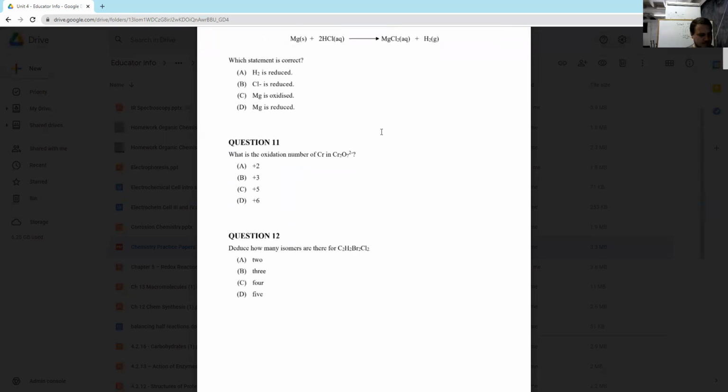So I'm going to give 2 minutes for this one, starting from now. Remember, your isomers are your same molecular formula, different arrangement in space.